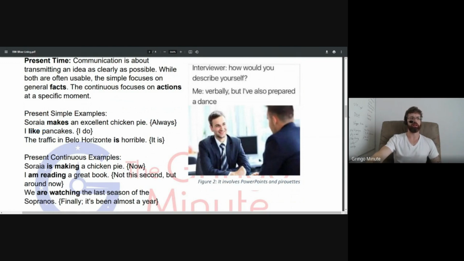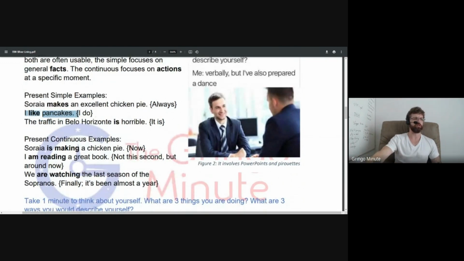So the traffic in Belo Horizonte is horrible. It is. Notice that I agreed using is here, but here when we do not have an auxiliary, do. So remember that beginning English lesson that you have where you say, instead of saying, oh, do you like sushi? I like. No, none of that. I do. So that's where it comes from.